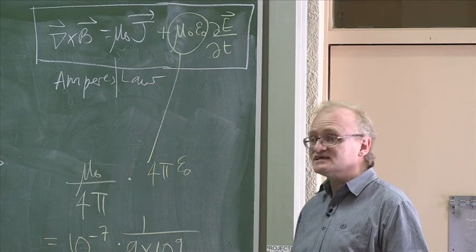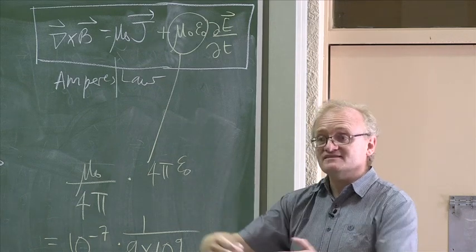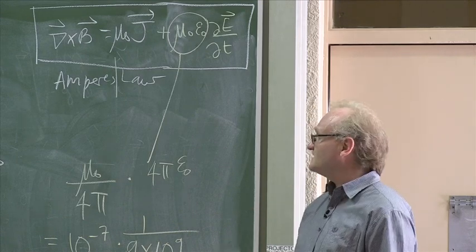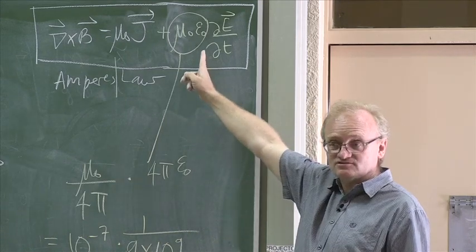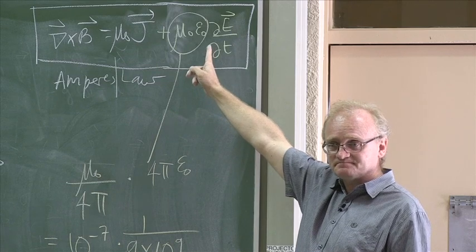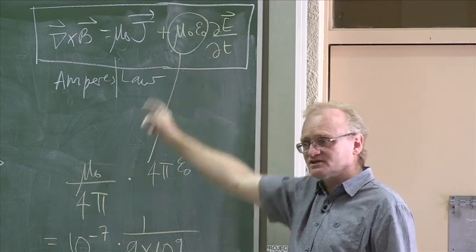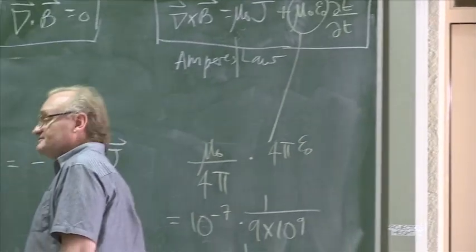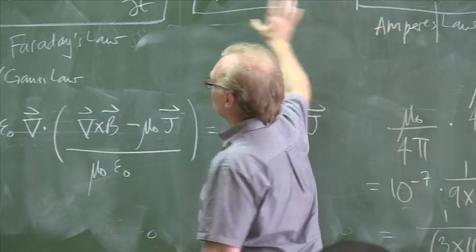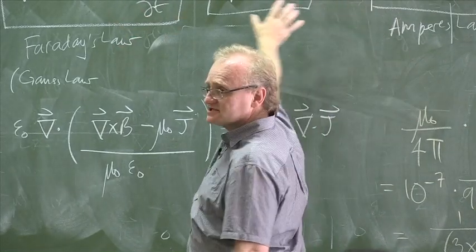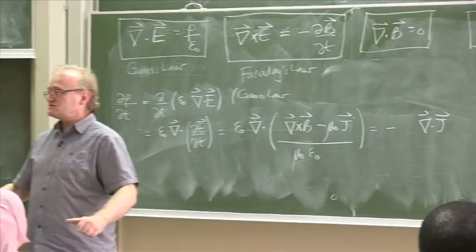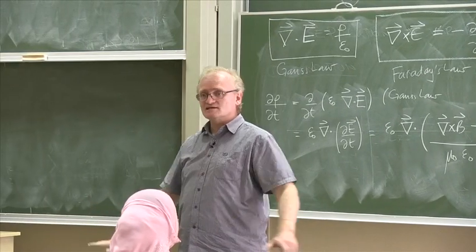So what did he want? He wanted to unify these equations, put them together. And by wanting to unify them, he was forced to add this extra term. Okay? Good. Now that we have added that correction, we have a complete set of equations. Those four equations describe for you the electric and magnetic fields completely.